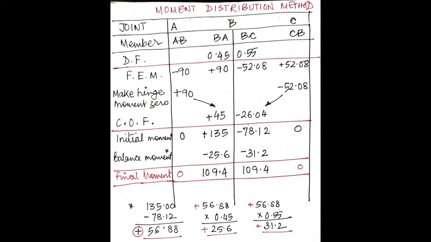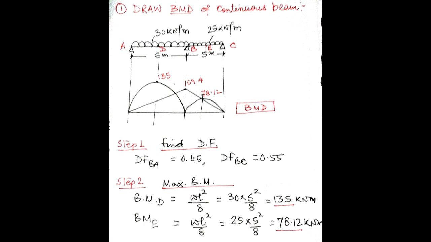So finally you see the bending moment. You remember how we should draw the bending moment diagram. You remember this value we have got, 109.4, that is at the joint B. So 109.4, you see now the bending moment diagram. AB and BC are both UDL, so it will be a parabolic bending moment diagram. And what is the maximum value? At D and E it was 135 and 78.12. So this completes the bending moment diagram.